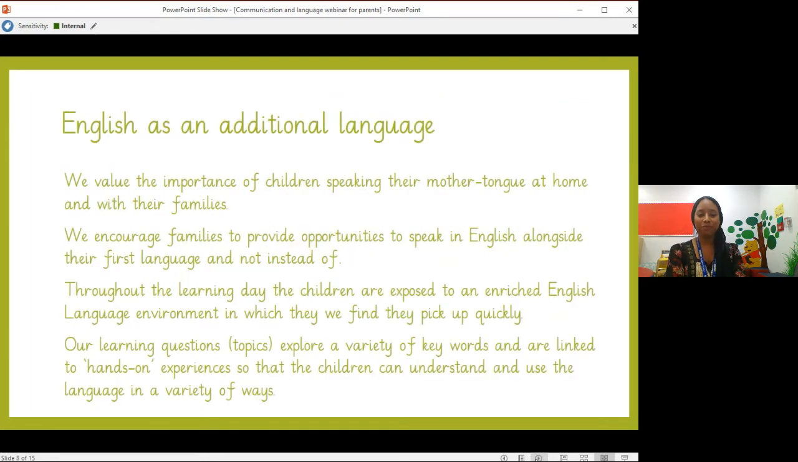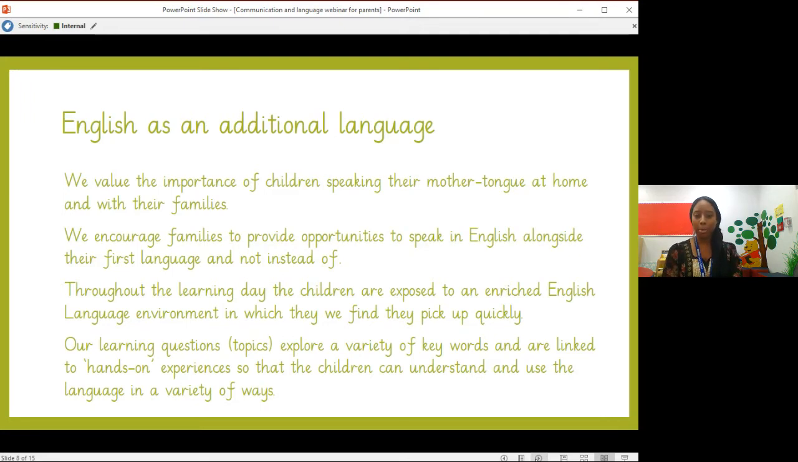Now let's look at English as an additional language. We value the importance of children speaking their mother tongue at home and with their families. We encourage families to provide opportunities to speak in English alongside their first language and not instead of. So this means we'd like the children to still hear their home language from one parent along with English. So for example, it could be that mommy speaks English and daddy will speak the home language, or daddy will speak English and mommy will speak the home language.